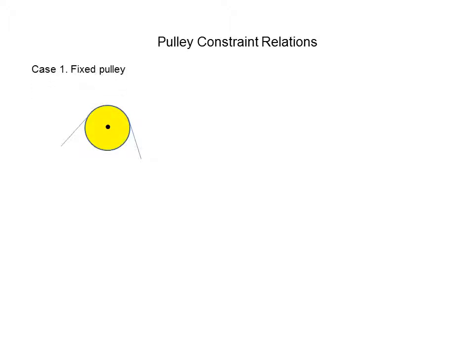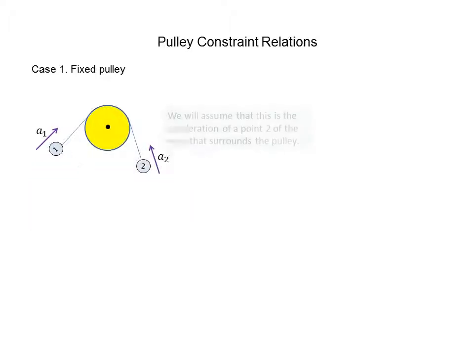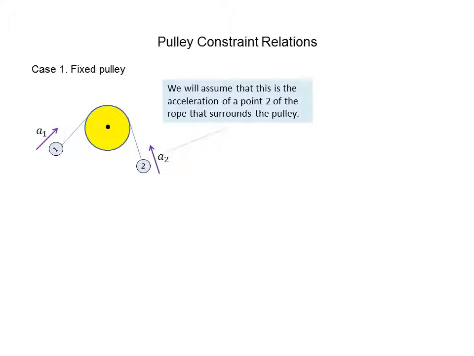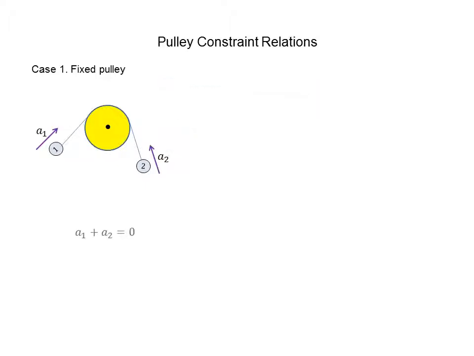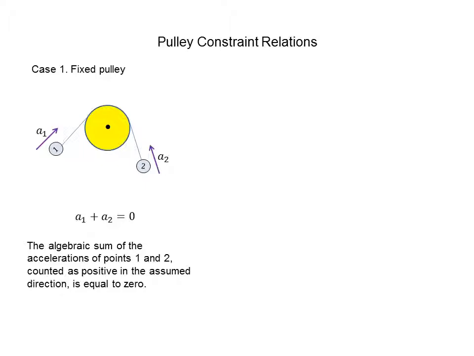Case 1. Fixed pulley. We will assume that this is the acceleration of a point 1 of the rope that surrounds the pulley. We will assume that this is the acceleration of a point 2 of the rope that surrounds the pulley. The algebraic sum of the accelerations of points 1 and 2, counted as positive in the assumed direction, is equal to 0.